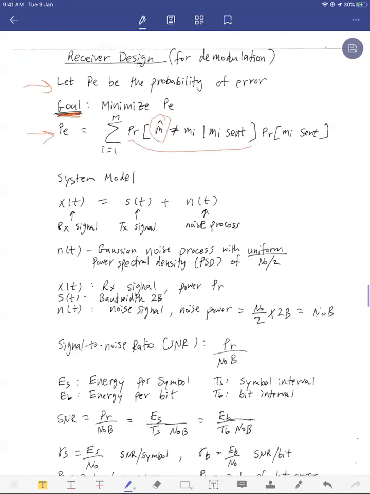Okay, and I'm going to multiply that. So this is conditioned on Mi being sent. Then I multiply it by the probability of Mi being sent. Then this right here is just a joint distribution, right? So this thing now is just the joint distribution of the probability that Mi is sent and m hat is not equal to Mi, right? And then I'm going to sum this over all messages i. So is this clear? This is just total probability.